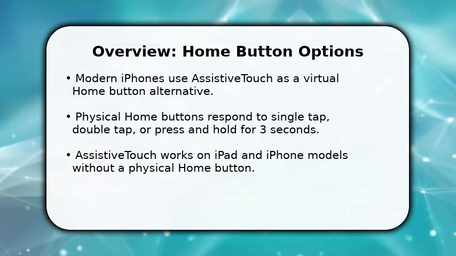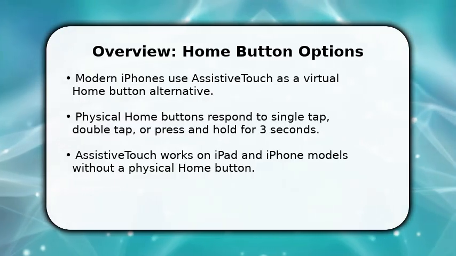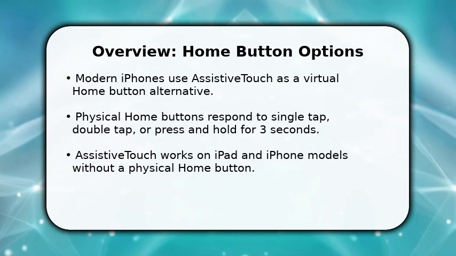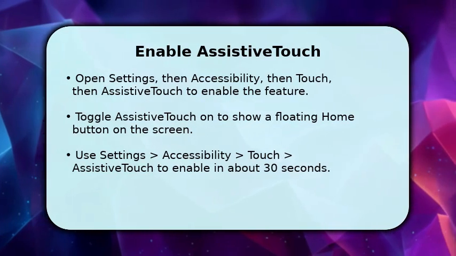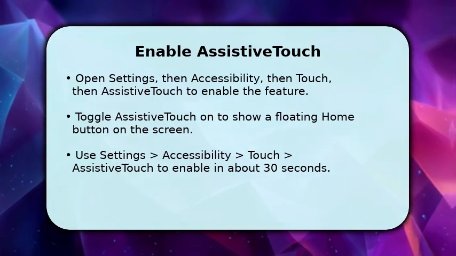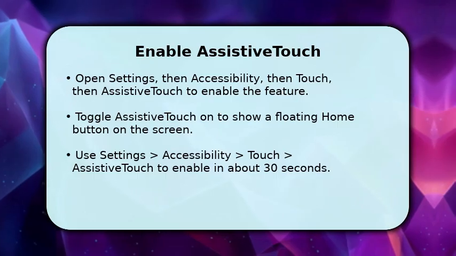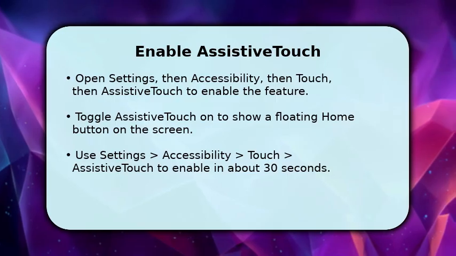I will guide you through enabling Assistive Touch, assigning common home actions, and customizing sensitivity settings for reliable interaction. Open Settings, then tap Accessibility to access assistive controls. Next, tap Touch to reveal touch-related options on your device. Then open Assistive Touch and toggle it on to display a floating on-screen home button.